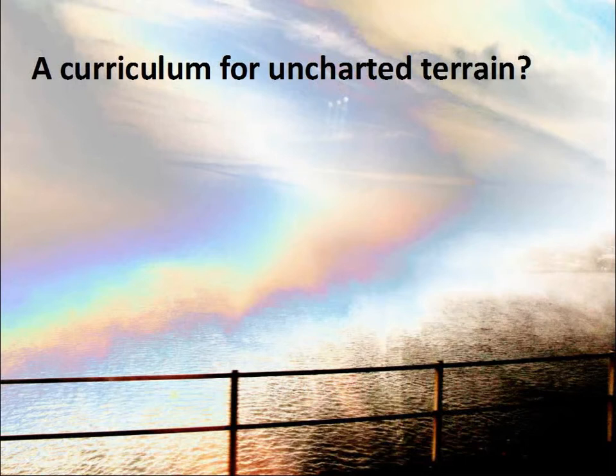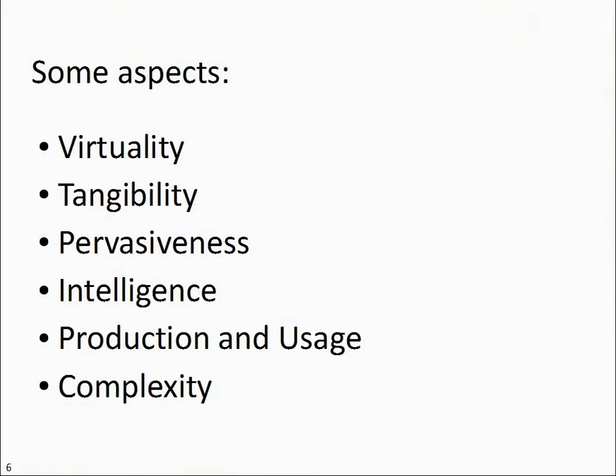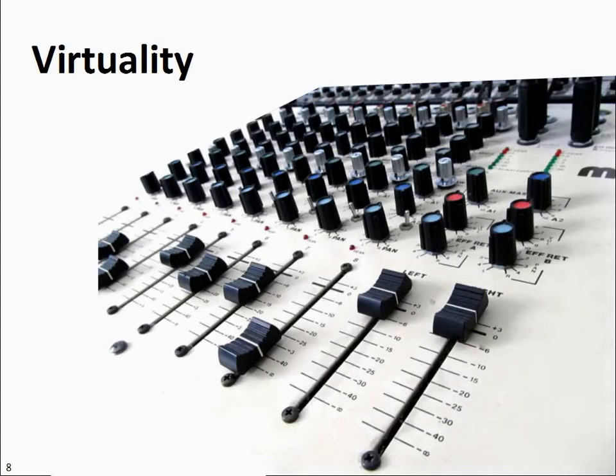Nobody has been there before. We have to provide to the students some means of navigating in uncharted terrain. I'll try to think about what I did in the years 1990 to present date, and this is what I came up with. I guess there are about 6 aspects that one should be covering when one tries to educate artists/inventors: virtuality, tangibility, pervasiveness, intelligence, production and usage, and complexity in terms of technical complexity. I try to illustrate that with some actual technology and some examples from projects of my students and me.